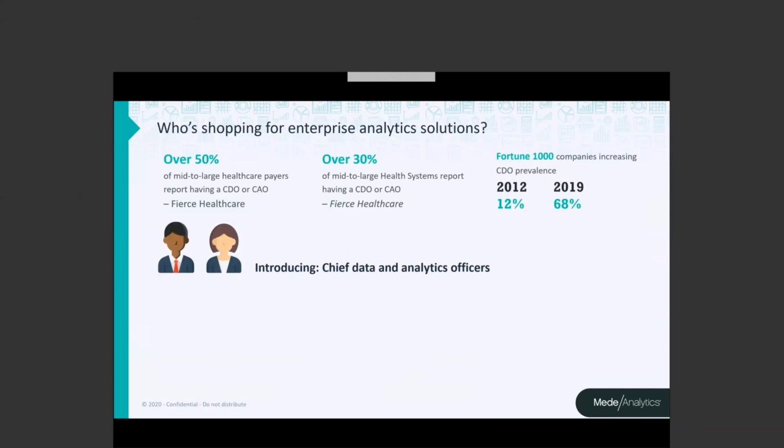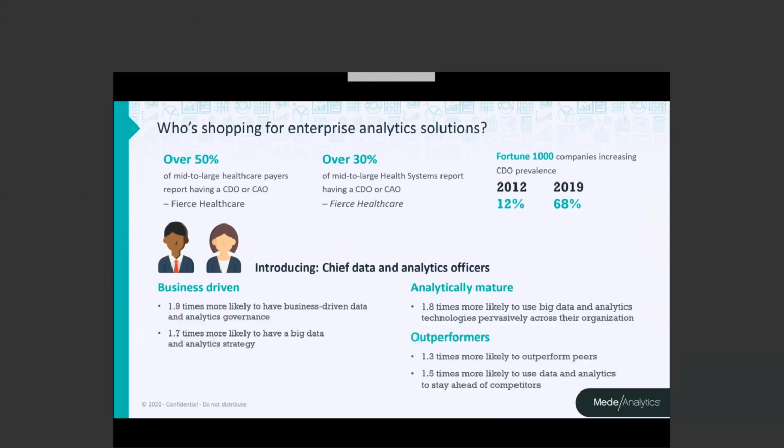This is now being reported in Fortune 1000 companies at over 68% of them having a chief data officer or a chief analytics officer. And recently we're hearing that in payers of mid to large size, more than 50% of them have some sort of chief data officer or chief analytics officer. And we're seeing it more in health systems as well, with over 30% there. In a recent IBM study, and many other studies, folks that have this enterprise focus and this enterprise mandate to figure out how to best maximize the organization's data assets tend to do better and perform better.